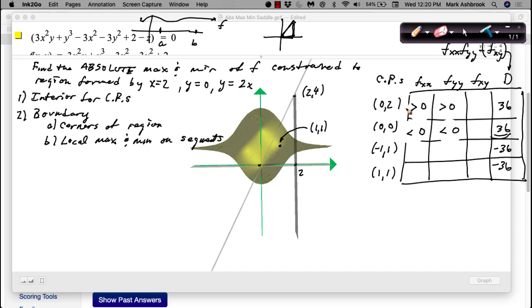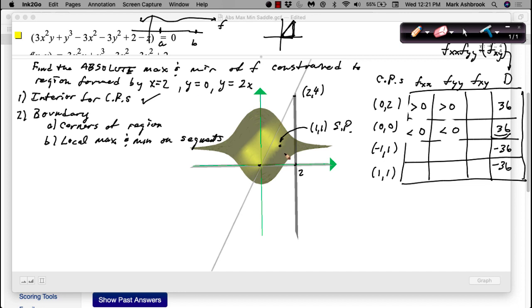You really only have to check the local max and local min inside the region for absolute max and absolute min. Okay, so that's a saddle point. So we could throw it in and check it, but it's not going to be our absolute max or absolute min. So now we've known that. Boom, check.